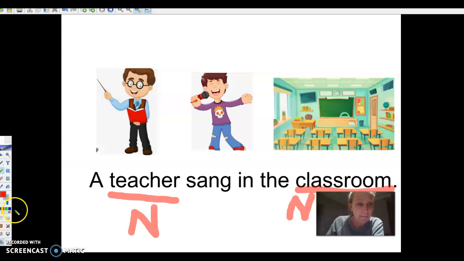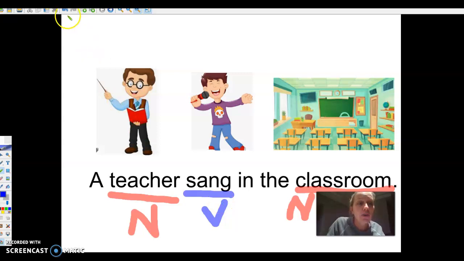So now I'm going to pick out blue and we're going to look for our verbs. Remember, a verb is something you can do. What is the teacher doing? Yeah, the teacher sang. So the word sang is a verb. Now some of you said, oh, the teacher sang in the classroom. That's the whole sentence. The verb is just one word, sang.